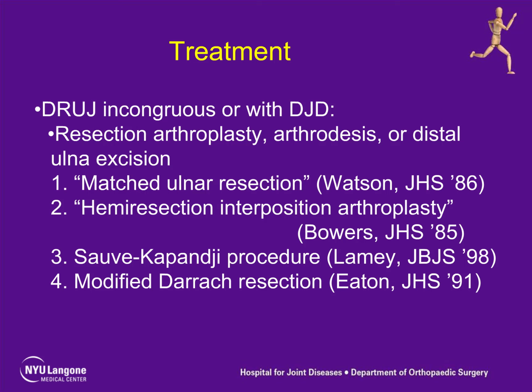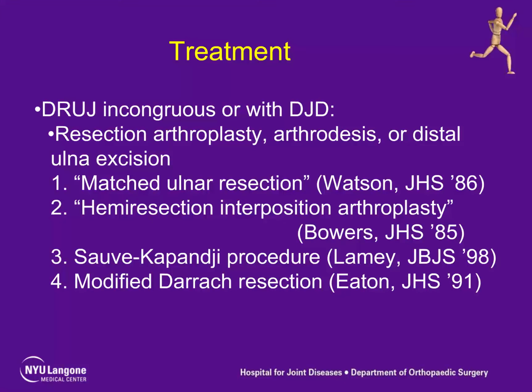The other option would be if the DRUJ has arthritis in it or is incongruous, meaning the arc of curvature is not very good. In those cases, you would not do an ulnar shortening osteotomy, but you would do some kind of reconstructive procedure. There are so many of these reconstructive procedures that you could spend a whole hour talking about these. Essentially, I listed the 4 of them here, but they involve either a resection of the ulnar head, a fusion of this radial ulnar joint, or a resection of the entire head, called a Darrach procedure. So thank you very much.